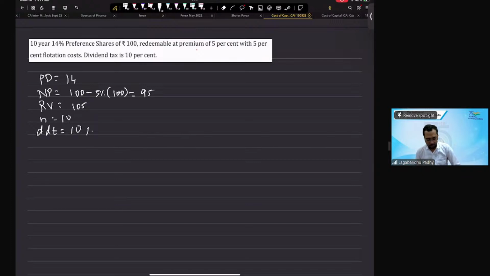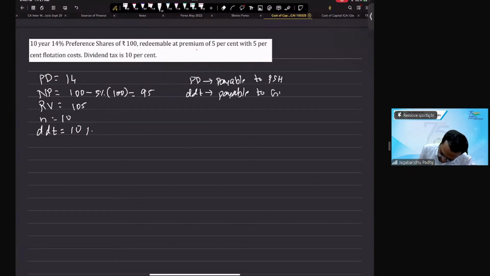Now, in case of preference shares, the dividend that you pay, you're not going to get any deduction for that. Rather, you need to pay the tax of your investor from your pocket. So preference dividend is payable to preference shareholder. Dividend distribution tax is payable to government.